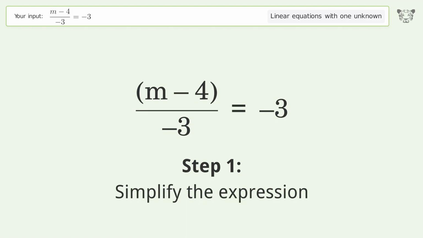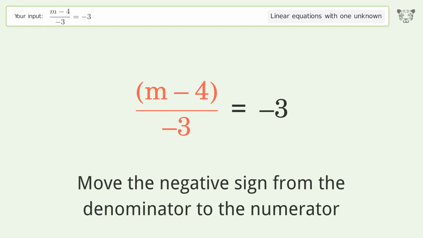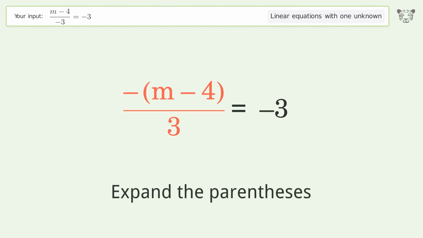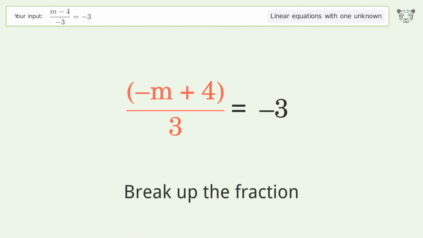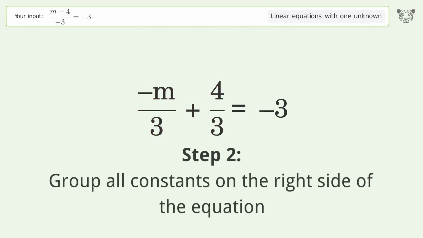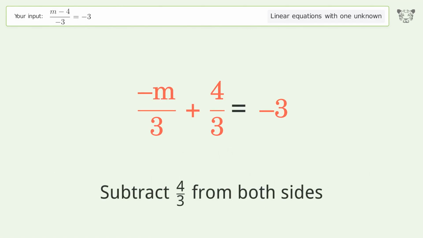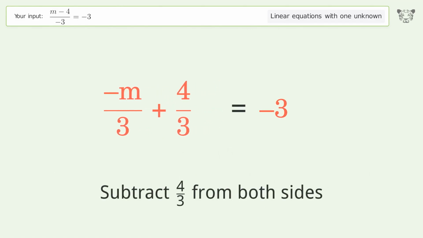Simplify the expression. Move the negative sign from the denominator to the numerator. Expand the parentheses. Break up the fraction. Group all constants on the right side of the equation. Subtract 4/3 from both sides.